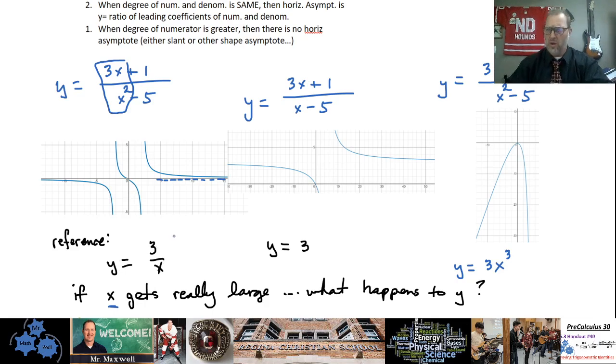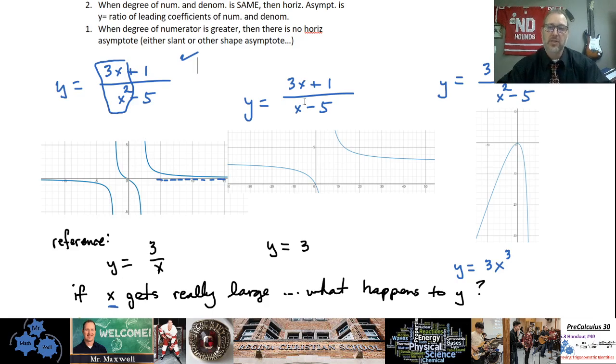That's pretty small. So that's pretty much 0. You know, when you have an x in the denominator and just a number on top, as x gets really large, this value gets really small. So you're approaching 0. That's your horizontal asymptote. And that works for every rational function that has a degree on the top less than the degree on the bottom. And you can check it out if you want.